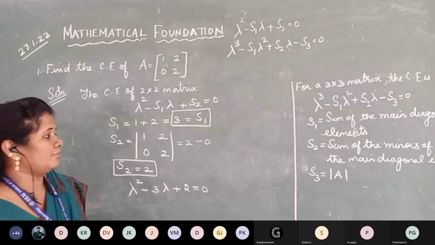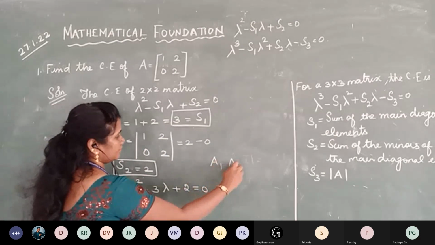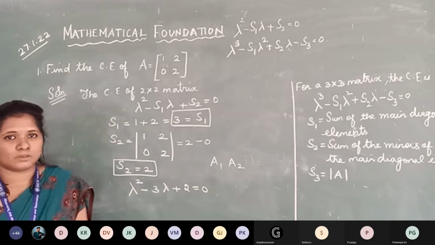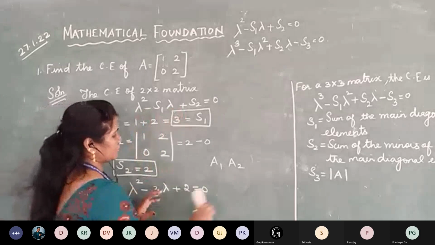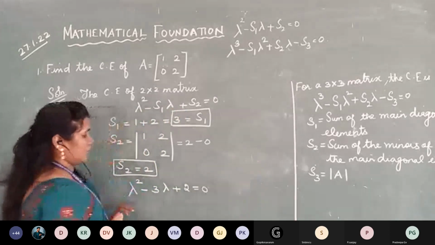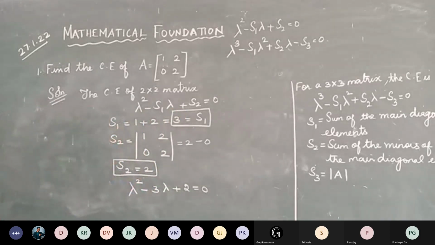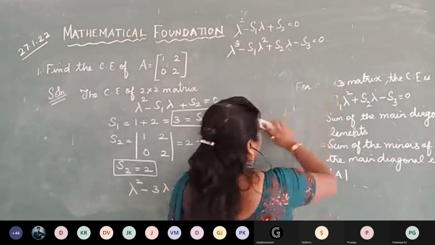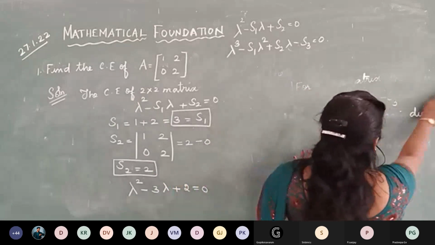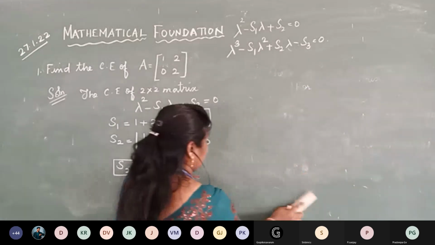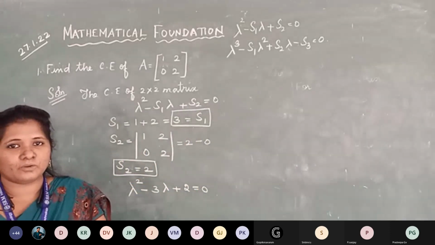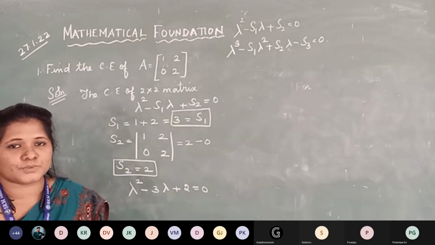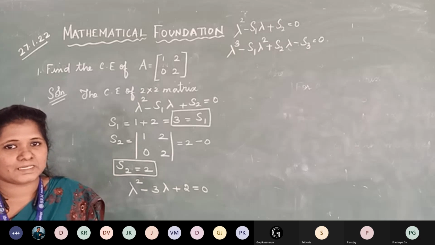In your 11th and 12th, you would have done it with A1, A2, I'm not wrong. The same thing, instead of A1, A2, I have written it as S1, S2. So write it. Any doubts you've got? Ask. How to find the characteristic equation for a 2 cross 2 matrix? If you've got doubts, please ask me.